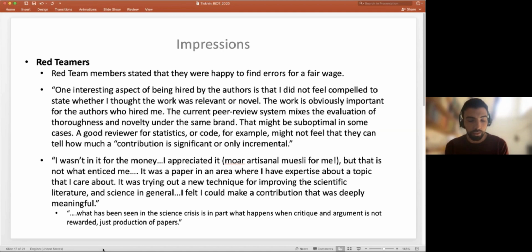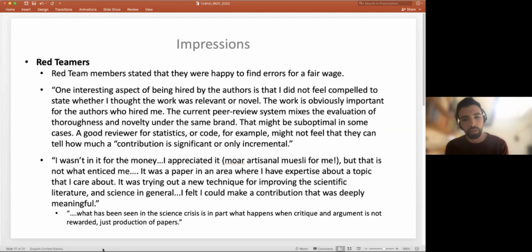So that's pretty interesting. Another participant wrote a blog post about this, and she said: I wasn't in it for the money. I appreciated it, it was more artisanal for me, but that's not what enticed me. It was a paper in the area where I have expertise about a topic that I care about. I was trying out a new technique for improving scientific literature and science in general. I felt I could make a contribution that was deeply meaningful.